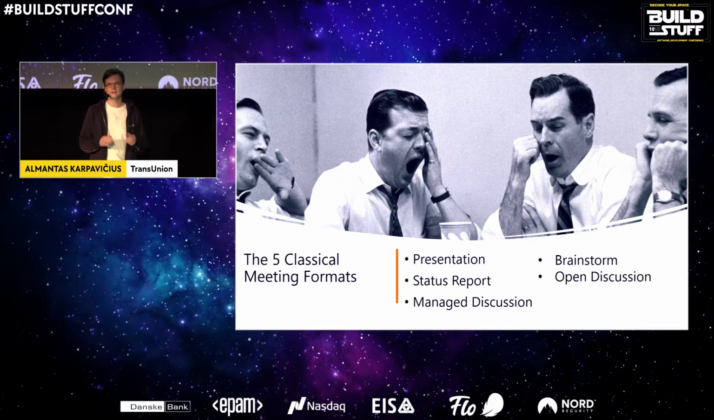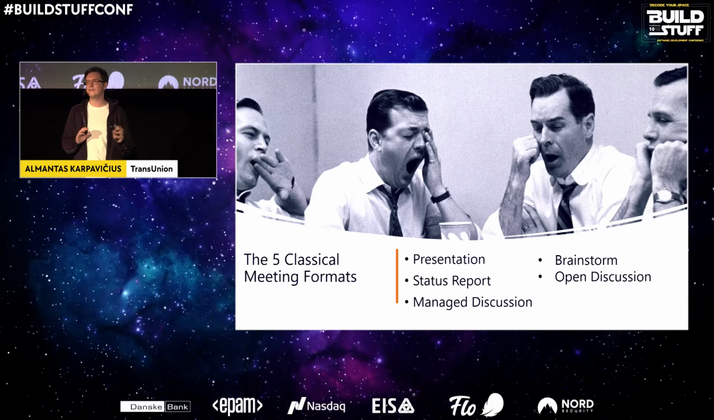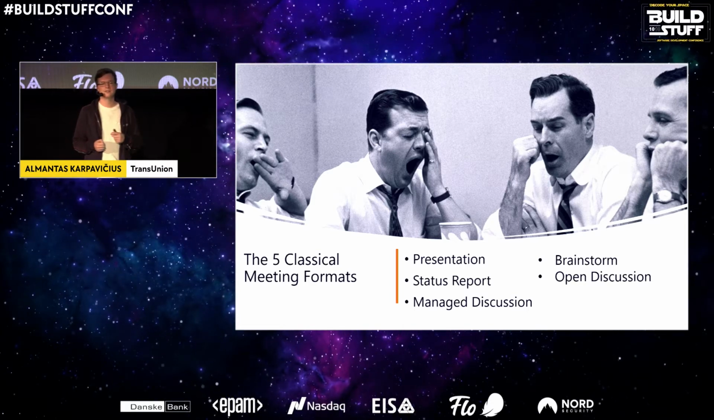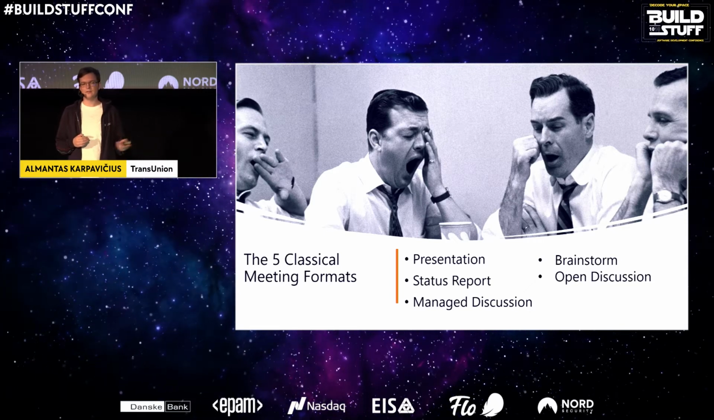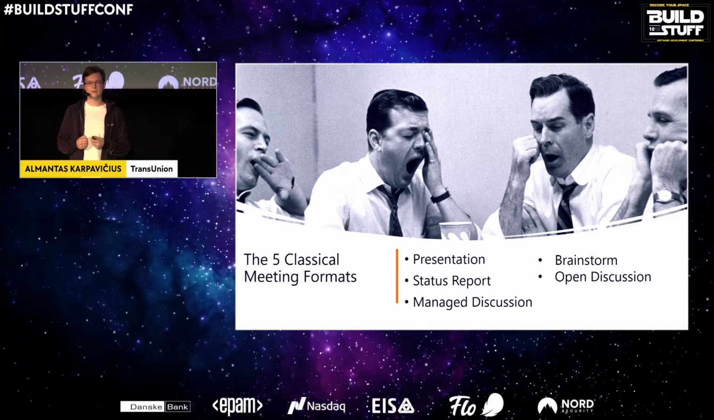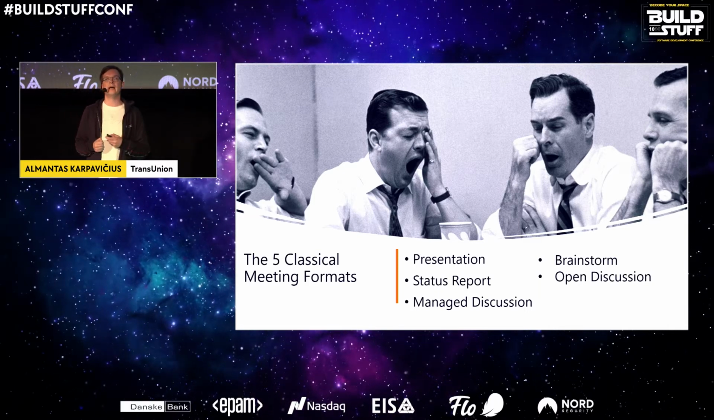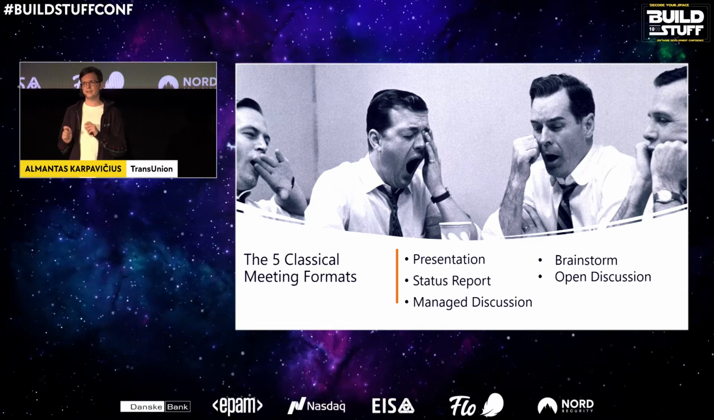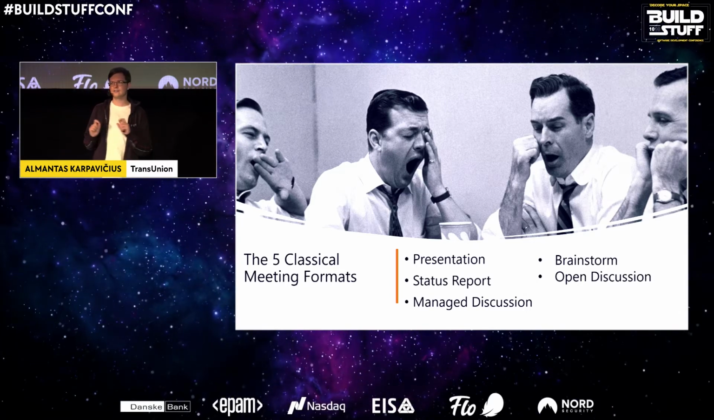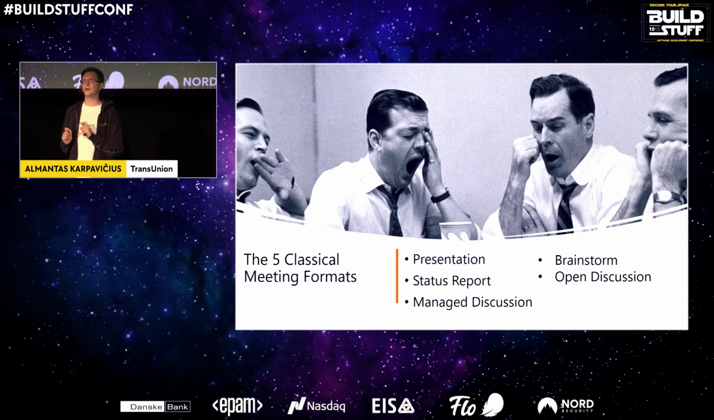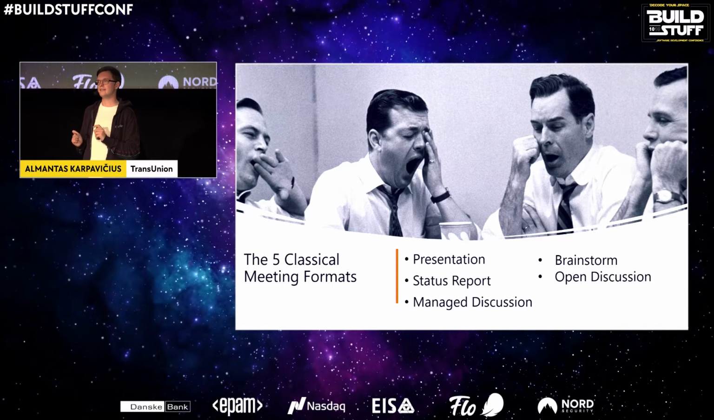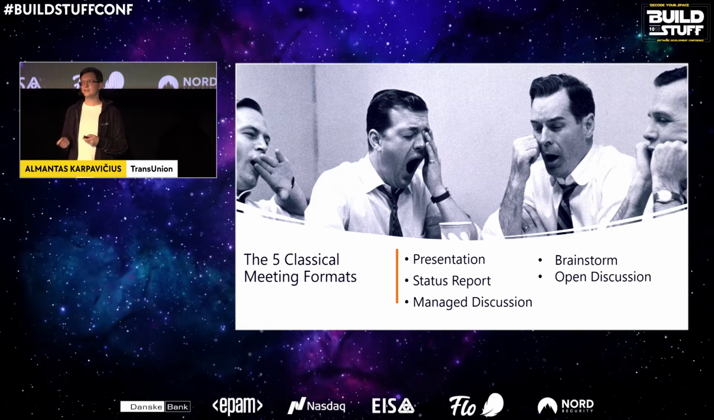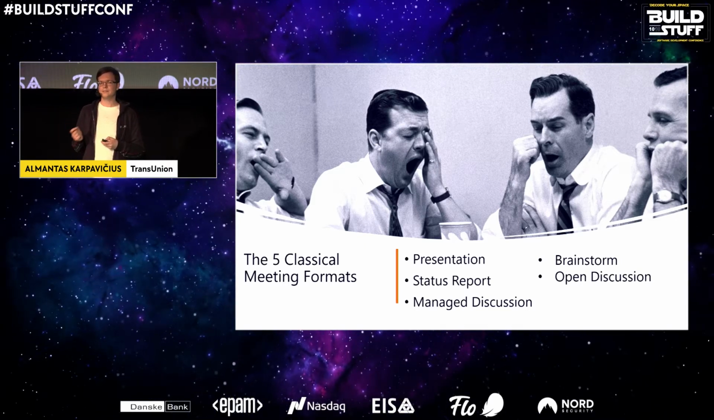Before we start, I would like to talk about the 5 classical meeting formats. How are they different from liberating structures? The 5 meeting formats are presentation, brainstorm, status report, open discussion, and managed discussion. The key difference between those formats and liberating structures is that they are synchronous. In other words, there's usually one person talking and many others are listening. They are good formats, but using them all the time makes meetings quite boring.